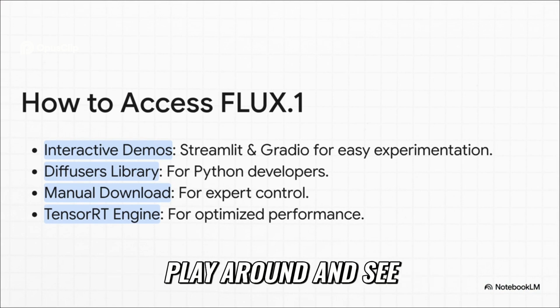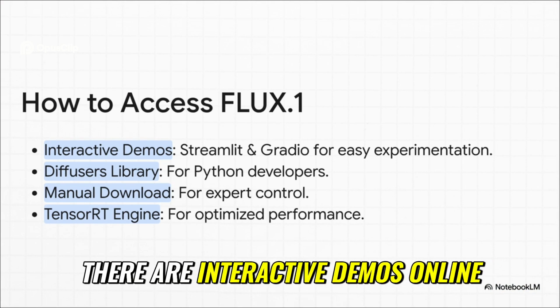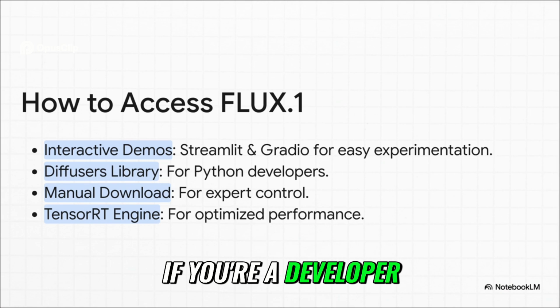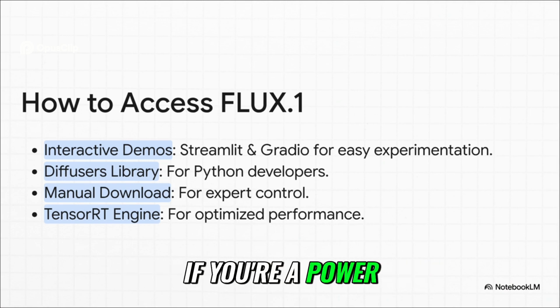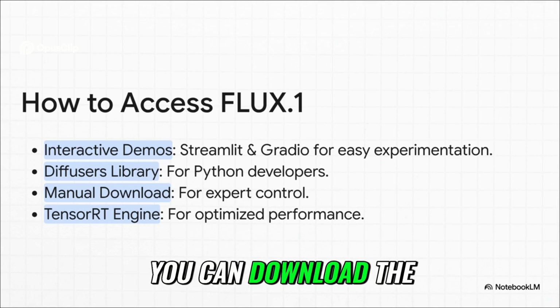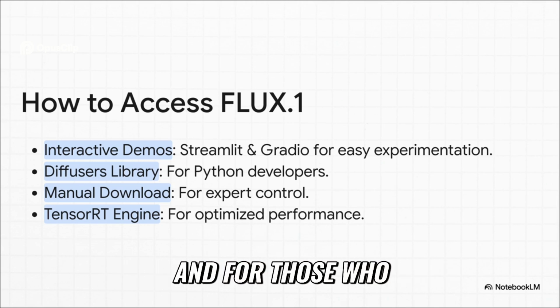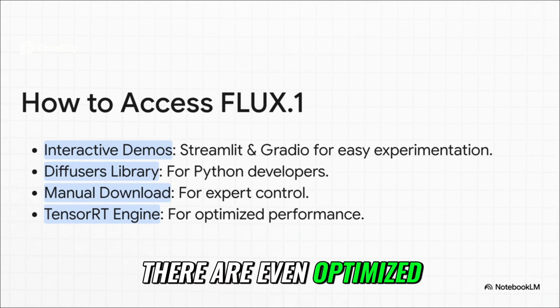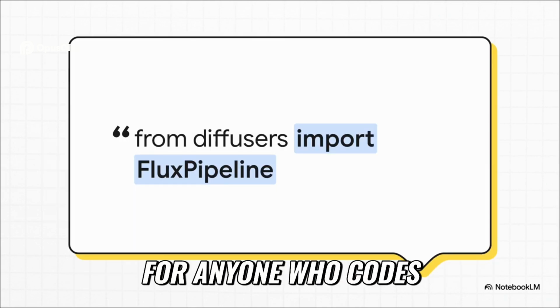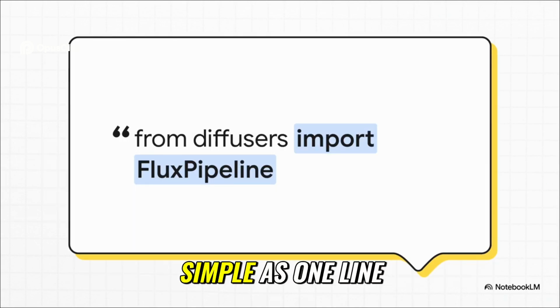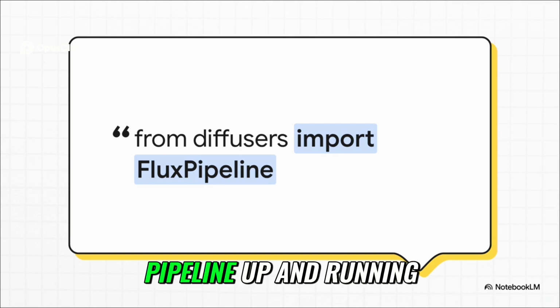If you just want to play around and see what it can do, there are interactive demos online. If you're a developer, you can pull it right into your project with the diffusers library. If you're a power user who wants total control, you can download the raw model weights. And for those who need top speed, there are even optimized versions for high-performance work. And just look at this. For anyone who codes, it can be as simple as one line to get this whole pipeline up and running.